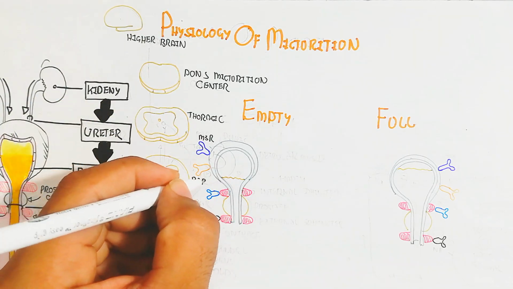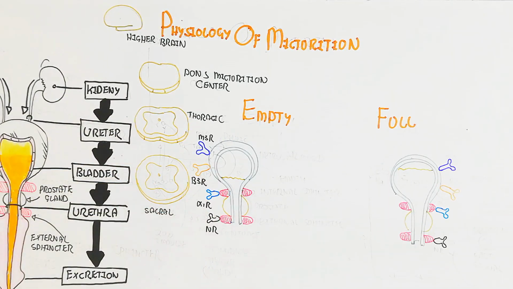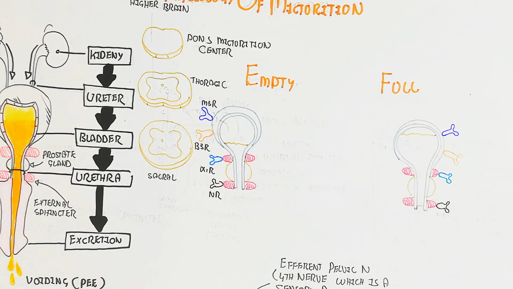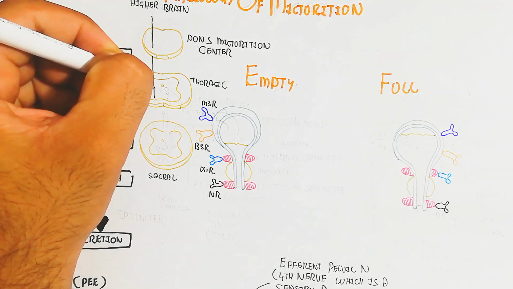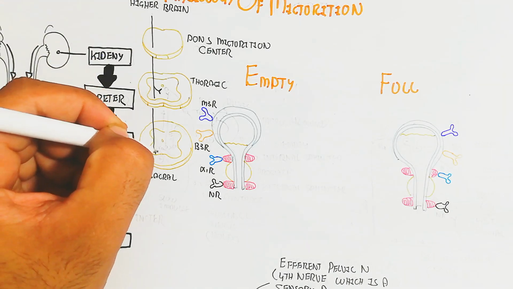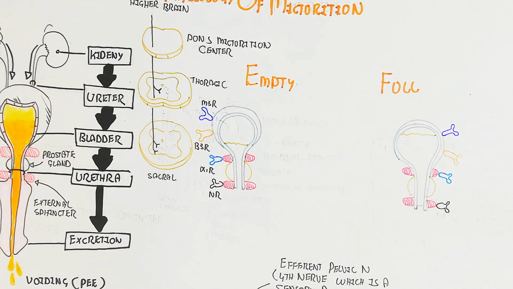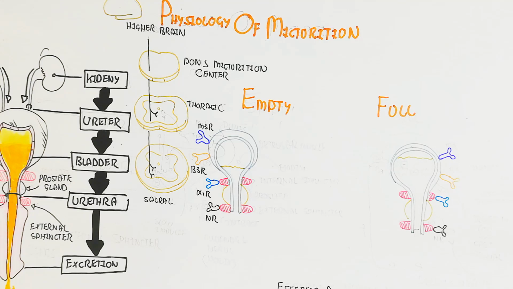In this way, the M3 receptor, beta 3 receptor, alpha 1 receptor, and nicotinic receptor are present in the urinary system, on the basis of the external and internal sphincter muscles and the detrusor muscle. Anyhow, this is a signal from the higher brain cortex during the empty bladder.